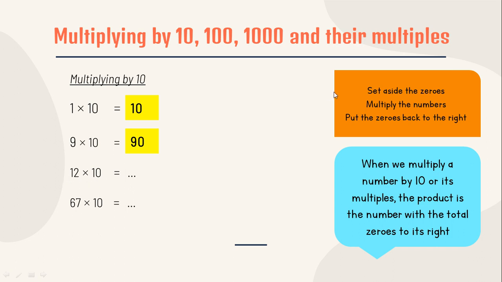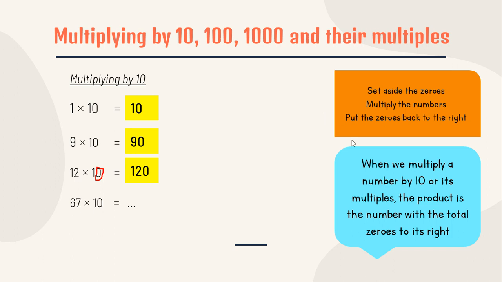12 times 10. Look at this orange book. Set aside the zeros. It means that you will set aside the 0. Okay? After that, what do you have? 12 times 1, right? So just write it down, 12 times 1 here, which is 12, and then put the zeros back to the right. So 12 times 1, 12. Put the zeros back to its right, 0. That's it.